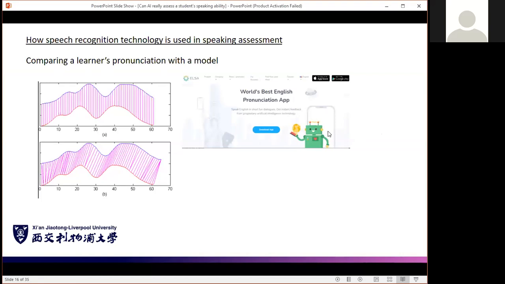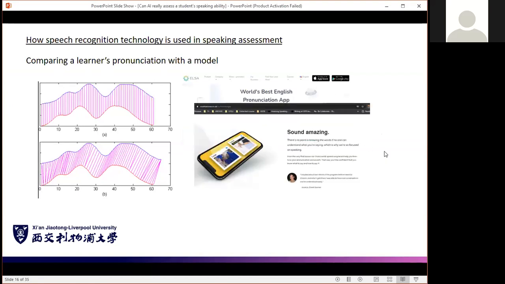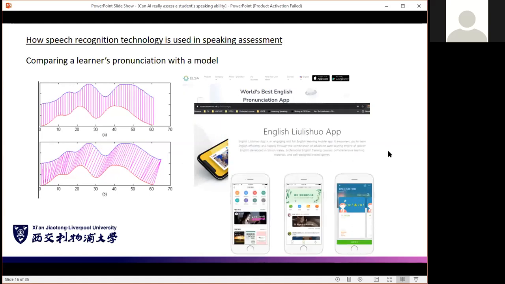Okay, so Elsa is one application. I went to the website, but they've got an app as well, which uses the technology. There are many more actually. This one is based in China, Liu Li Shou, which some of you might be familiar with, and it picks up and uses the technology that we've just gone through.